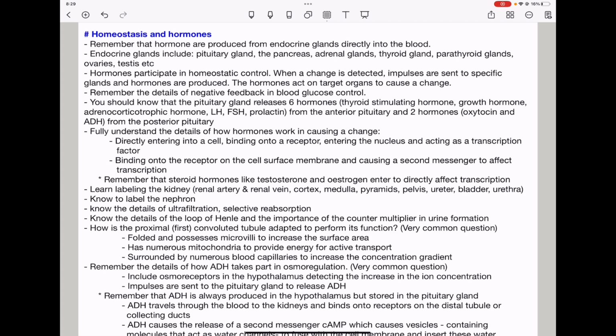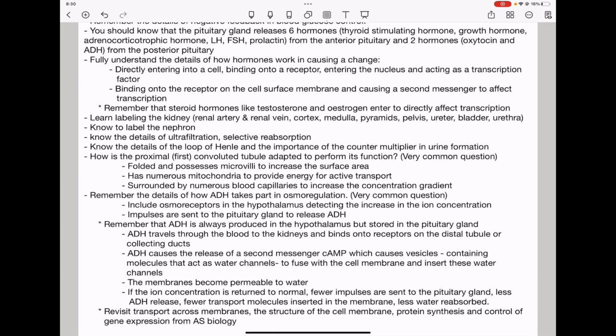Learn to label the kidney, including the renal artery, the renal vein, the cortex, the medulla, pelvis, ureter, bladder, urethra. You also need to know to label the nephron, know the details of ultrafiltration, selective reabsorption, and you need to know the details of the loop of Henle and the importance of the countercurrent multiplier in urine formation. You need to understand how the proximal convoluted tubule is adapted to perform its function.